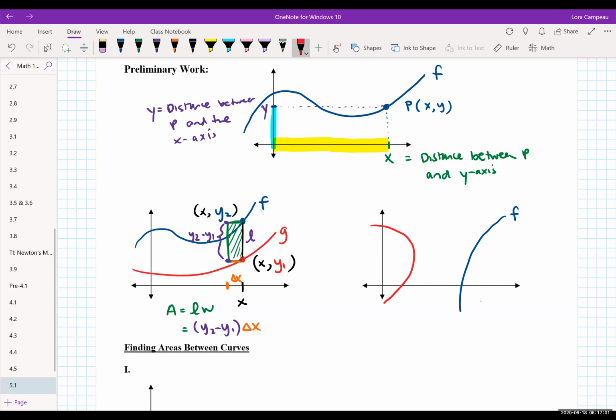So maybe if I want to be precise, I should probably make it look like a function. Here we go. Something like this. Okay, so now we're going to do the same idea. We're going to call a point on the function g, and then we're going to have the same height, a point on the function f. And just keep in mind, we're going to create a rectangle off of this point.